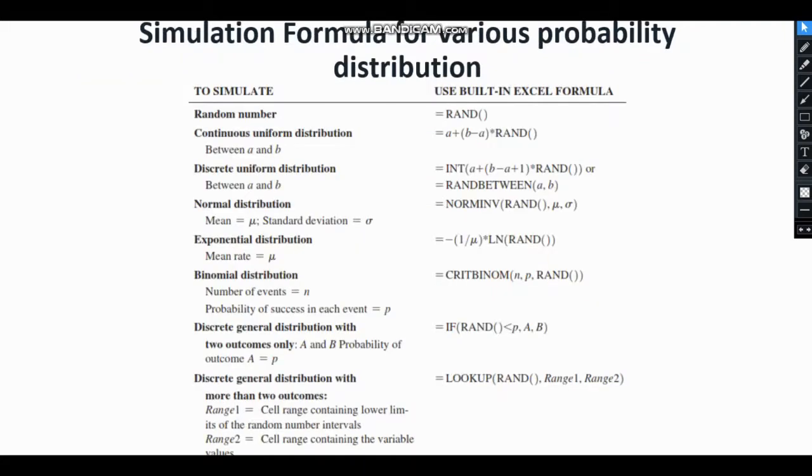Now what is meant by distribution? There are different distributions: continuous uniform distribution, discrete uniform distribution, normal distribution. You all know what a normal distribution is. Exponential distribution, binomial distribution, discrete general distributions with two outcomes, and discrete general distributions with more than two outcomes, right?